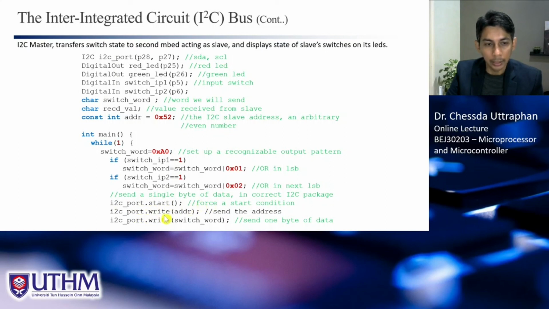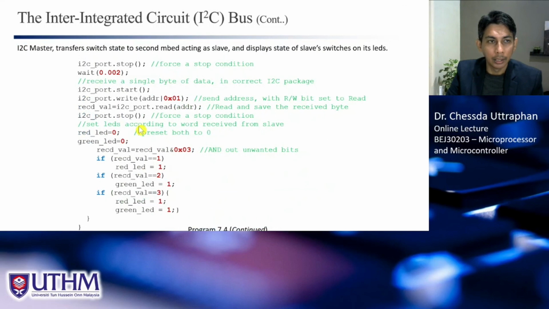So we start the process, and we write the address, send the address, and we write the data that we want to send, which is switch word, and in our case it is A1 because this condition is true, and we stop here. So this is sending one byte data, 1 byte data only, right?